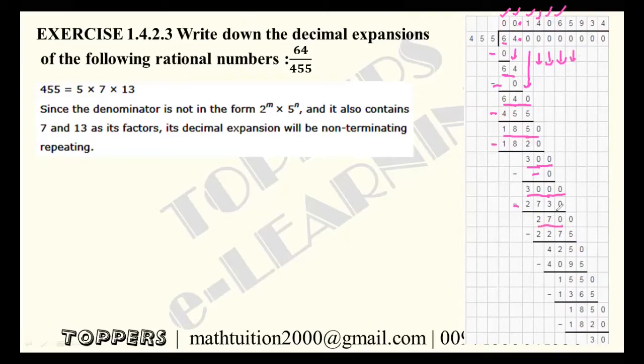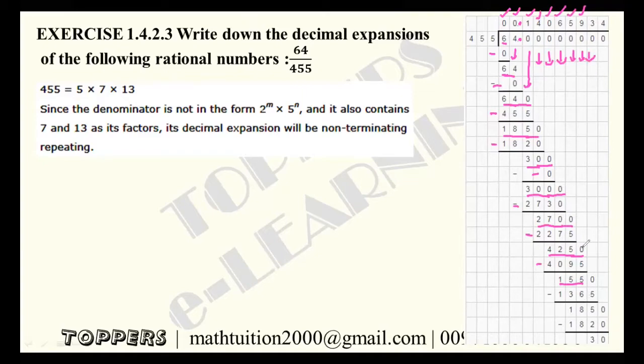Bring the next 0 down, so it is 2700. 2700 divided by 455, you will get 5 times. 5 multiplied by 455 is 2275. Subtraction, we will get 425. Bring this 0 down, so we have 4250 divided by 455, we will get 9 times. 9 multiplied by 455 is 4095. On subtraction, we will get 155.